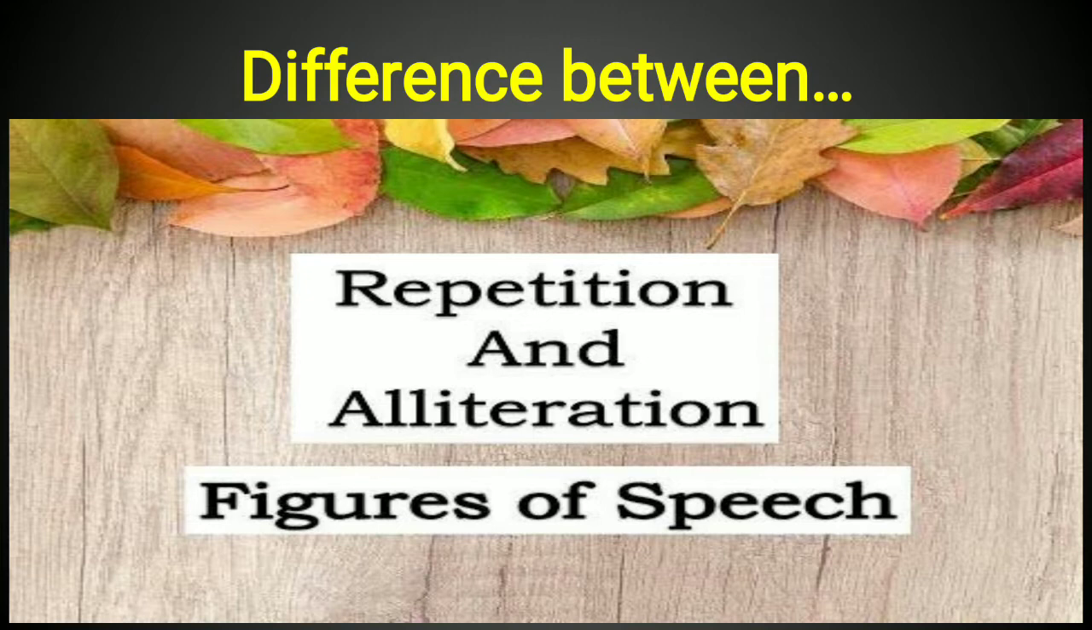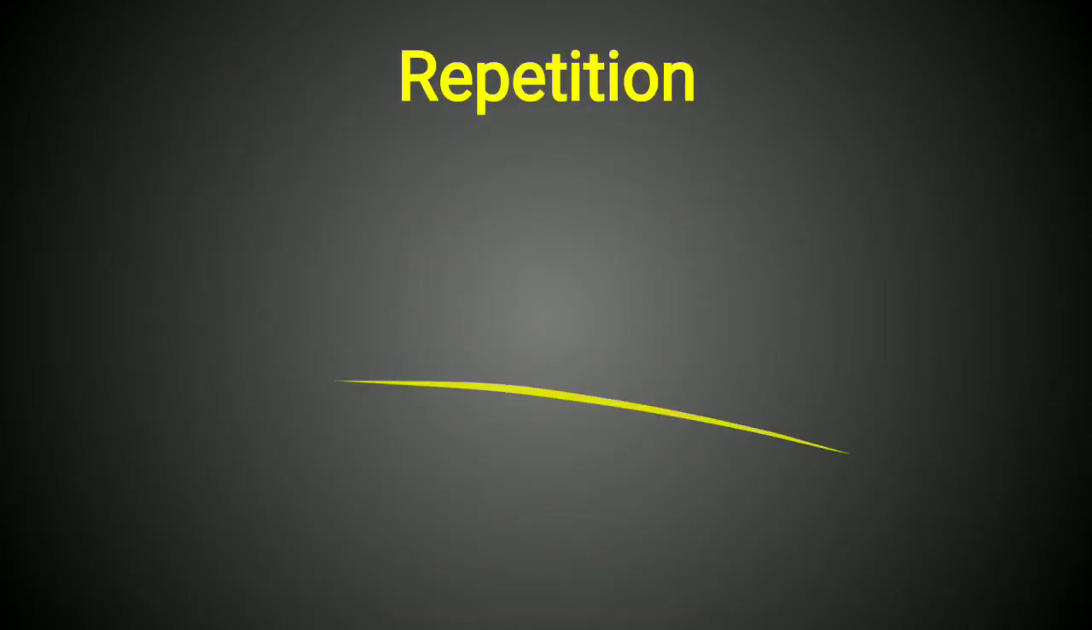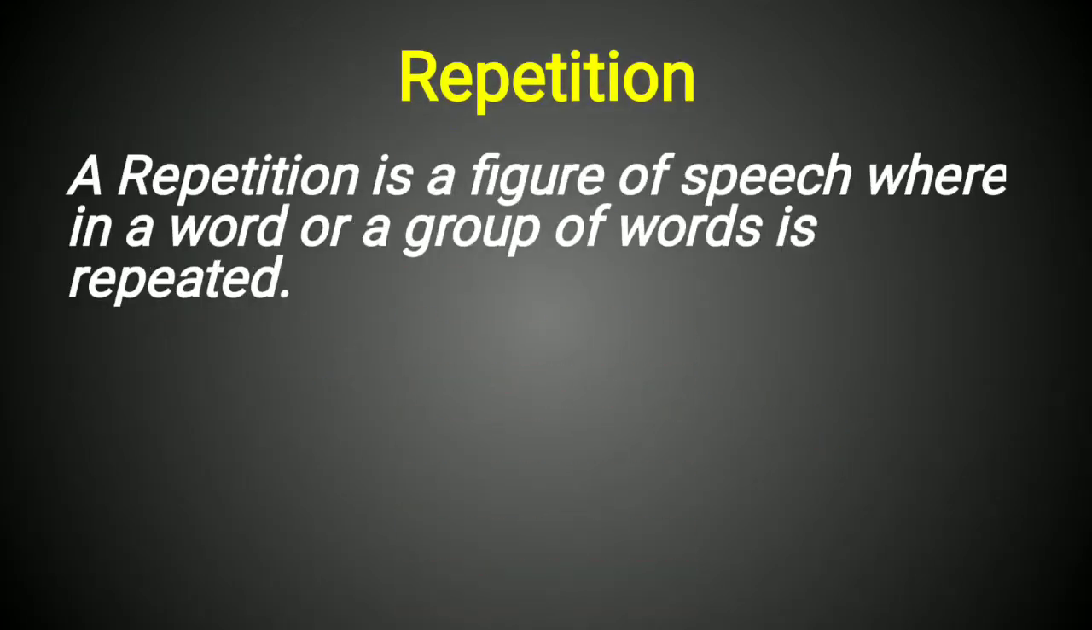So let's start with the first one, that is repetition. So let's see the definition of repetition. Repetition is a figure of speech wherein a word or a group of words is repeated. And of course, repetition is a literary device that repeats the same words or phrases a few times to make an idea clearer and more memorable.